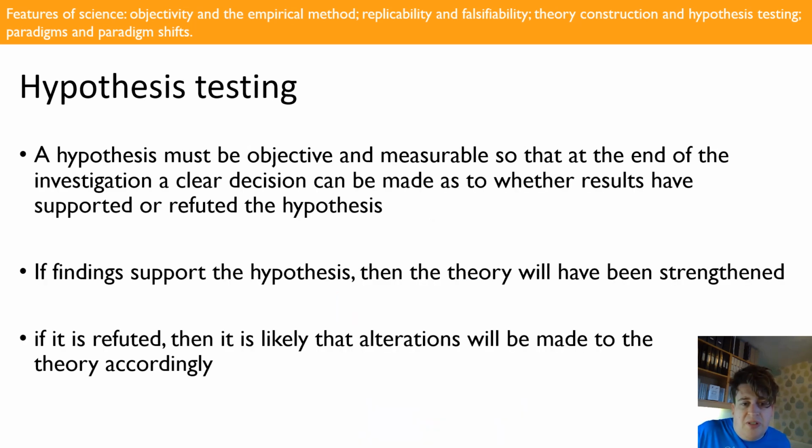And through this you're going to use hypothesis testing. And when we're doing a hypothesis, it should be objective, it should be measurable, so that it's really clear as to whether the results support or refute the hypothesis. And that's why we spend a lot of time in psychology looking at hypothesis construction. Now, if the findings support the hypothesis, then that strengthens our theory. However, if we refute it, then we need to change our theory accordingly. And this is how we should be changing and adapting all the things within psychology.